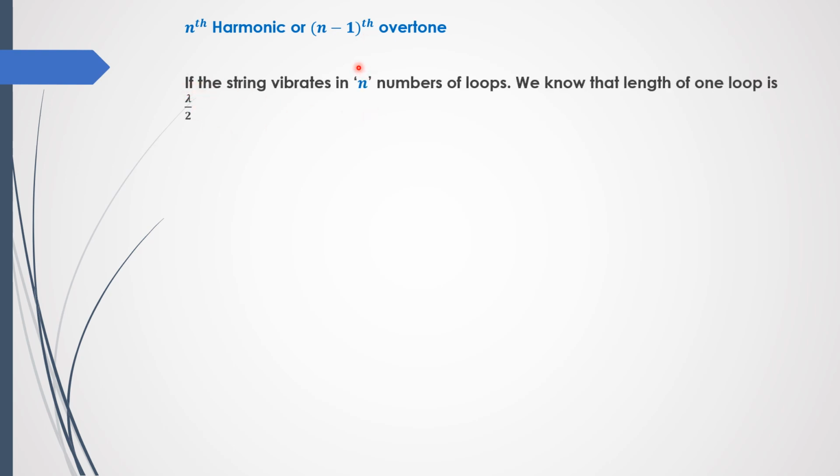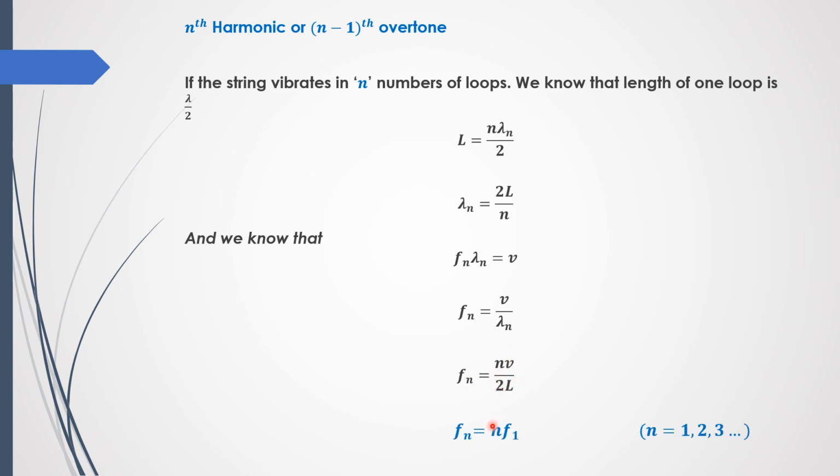So we can derive a general formula for the fundamental frequencies or harmonics. For that, I'm considering the nth harmonic or (n minus 1)th overtone. If the string is vibrating in n number of loops, we know that the length of one loop is lambda by 2. So L will be equal to n lambda n upon 2, or we can write n lambda n is equal to 2L, so lambda n is 2L upon n, and frequency fn lambda n will be equal to v. So fn will be equal to v upon lambda n, or fn will be equal to nv upon 2L. So v upon 2L is the fundamental frequency, so fn is equal to n f1.